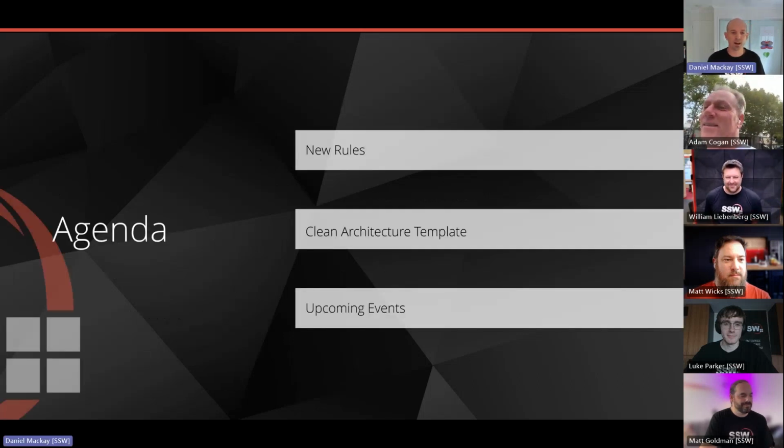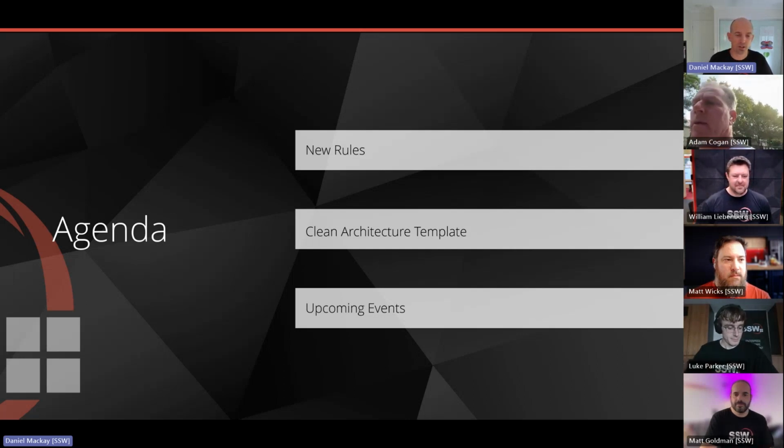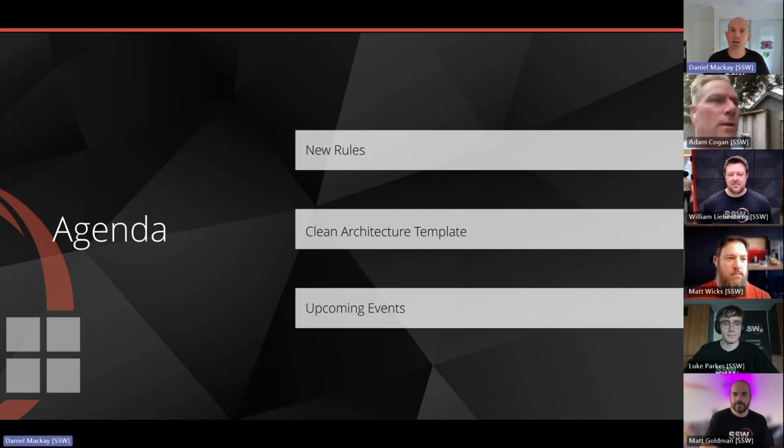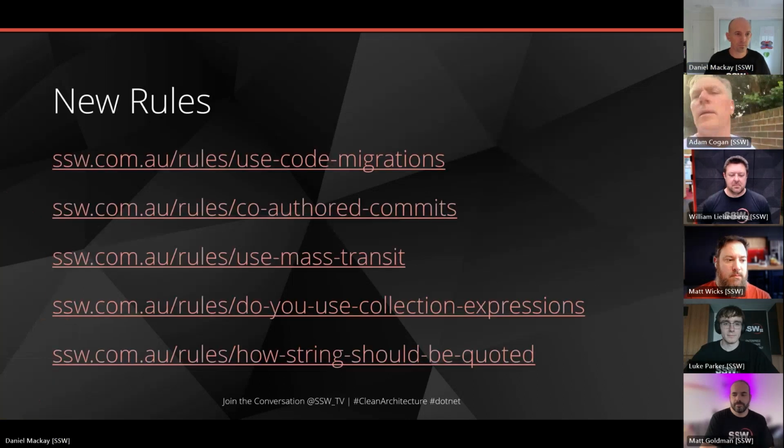Okay, the agenda today, we've got 3 sections that we're going to go through. So the first is some new rules and guidance that we've written around architecture and some around some of the new C# features as well. We've also got some announcements and new features that we've put into our Clean Architecture template. And at the end, we're going to cover some events before we wrap up.